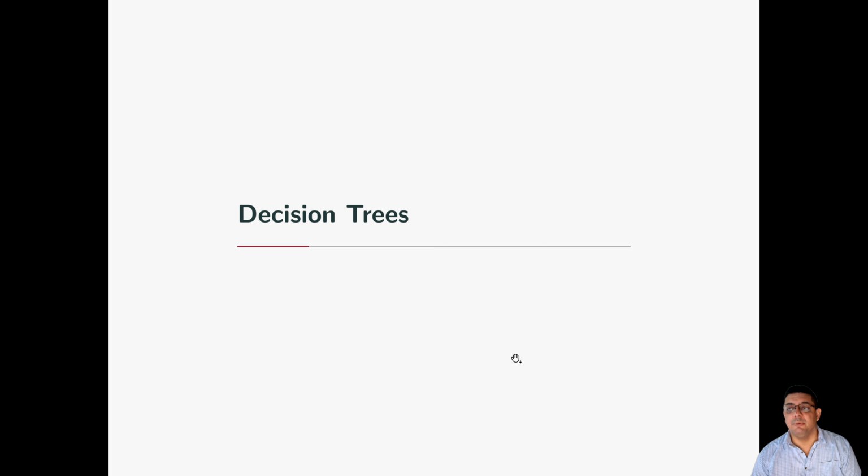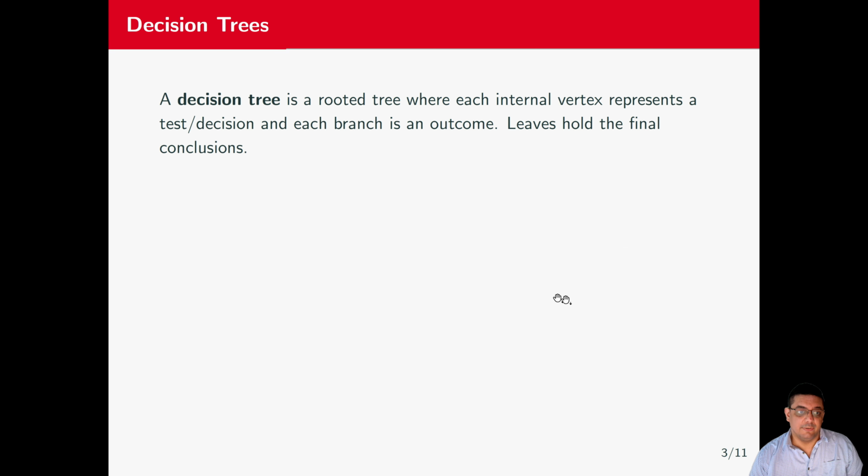Now, we're going to be interested in showcasing some of the uses of trees before we really go into doing examples. Trees can be used for operations in programming, but they can also be used as decision trees. For example, a decision tree is going to be a rooted tree where each of the internal vertices represents a task or decision, and each of the branches gives you an outcome. The leaves hold the final conclusions at the end.